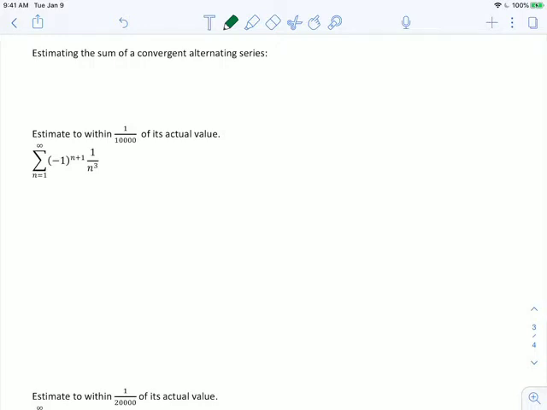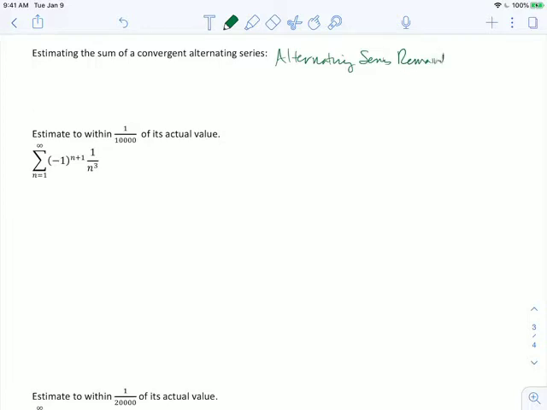Hello and welcome to video 3 in our series on examples from section 10.4 of our calculus text. This one I want to talk about the alternating series remainder estimate. Work a couple of examples.